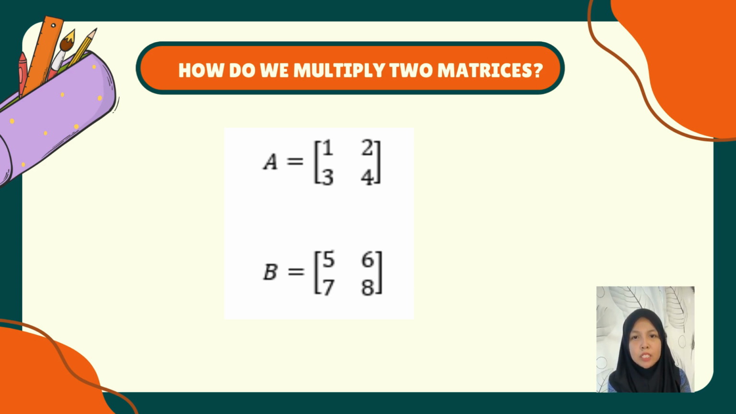Now, the question is, how do we multiply two matrices? We use the row by column rule. This means that every element in the product matrix is obtained by multiplying one row of the first matrix by one column of the second matrix. Then, we add the products together. Let me show you how this works.